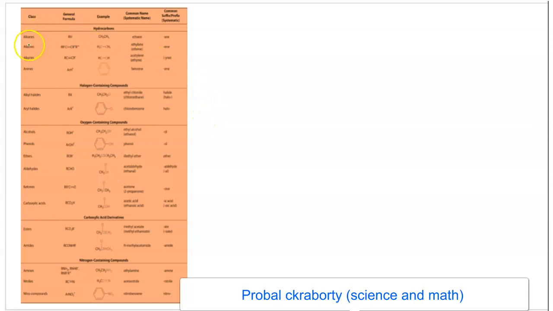So friends, you see that for alkanes the suffix is ane. This is the suffix for alkane. Alkenes, ene, alkene. And alkynes, yne, alkyne.